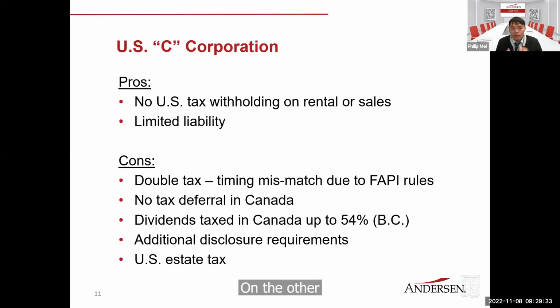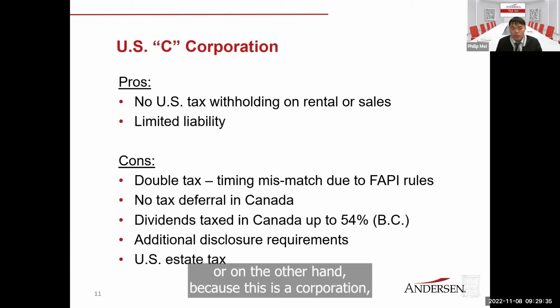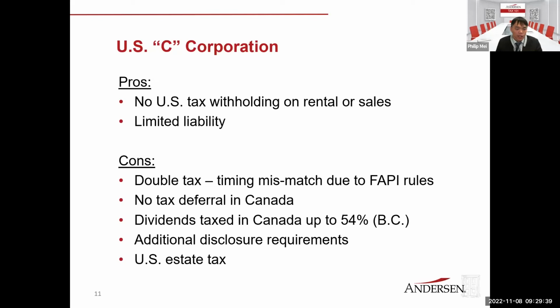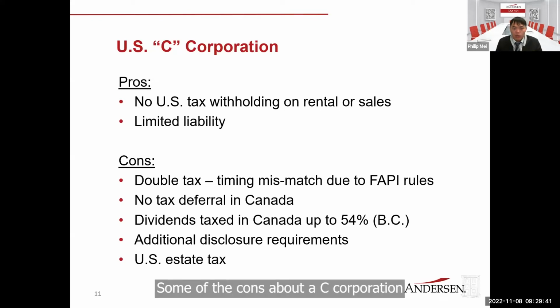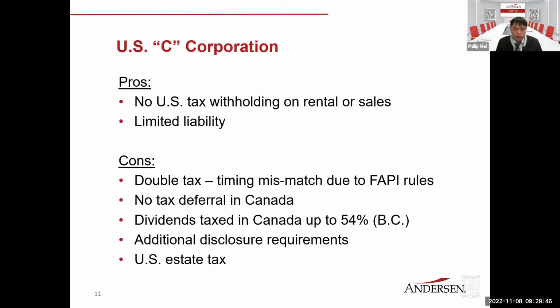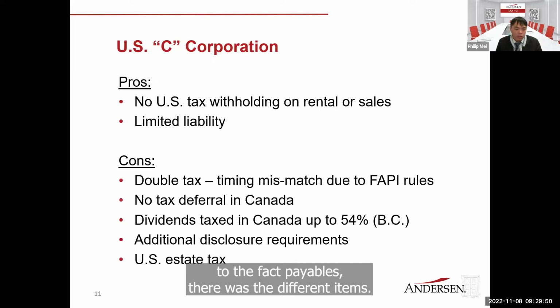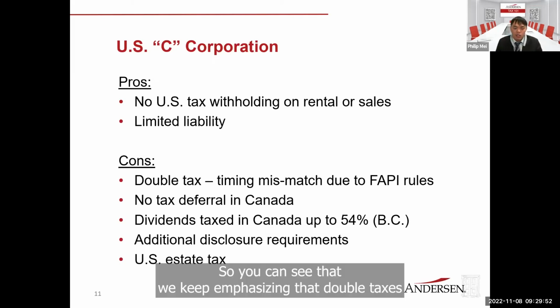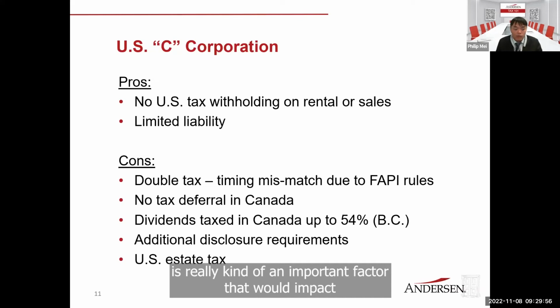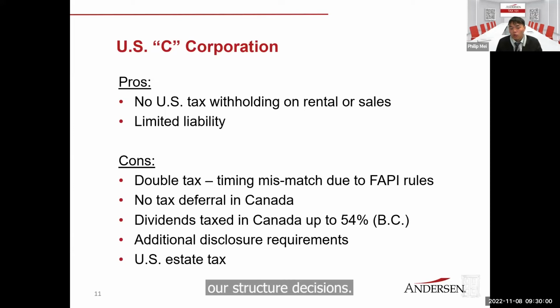On the other hand, because this is a corporation, it does provide limited liability protection. Some of the cons about a C corporation are about double taxation. There was the timing mismatch due to the FAPI rules. There were different items. So you can see that we keep emphasizing that double tax is an important factor that would impact our structure decisions.